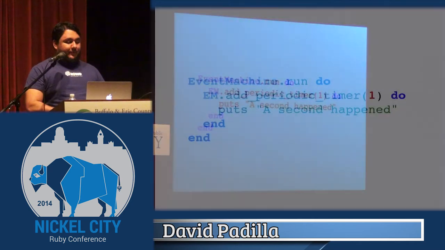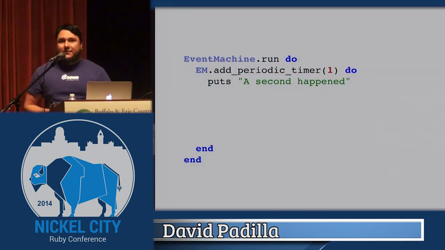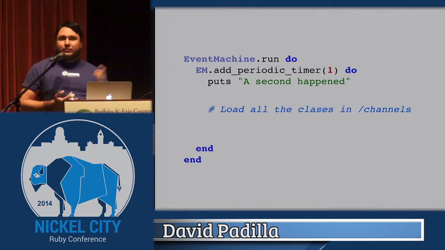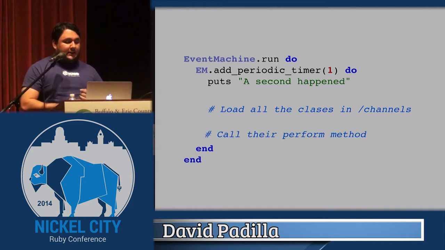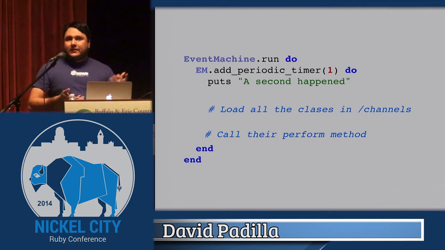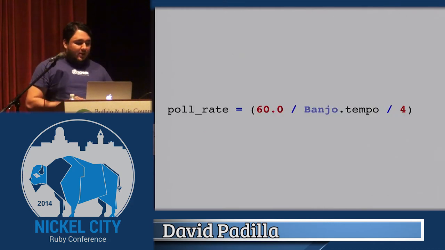So the next thing to do was to actually do stuff with that periodic timer, right? What I did with Banjo is that on that specific time, that poll rate, it loads all the classes that are in the folder called channel. Those classes are basically your instruments, your different instruments like drums or piano or whatnot. And then it just calls the perform method. You load all the classes and then call their perform method. Why am I loading them? Because that way you can change them live and then save, and Ruby reloads them and the music just changes, right?